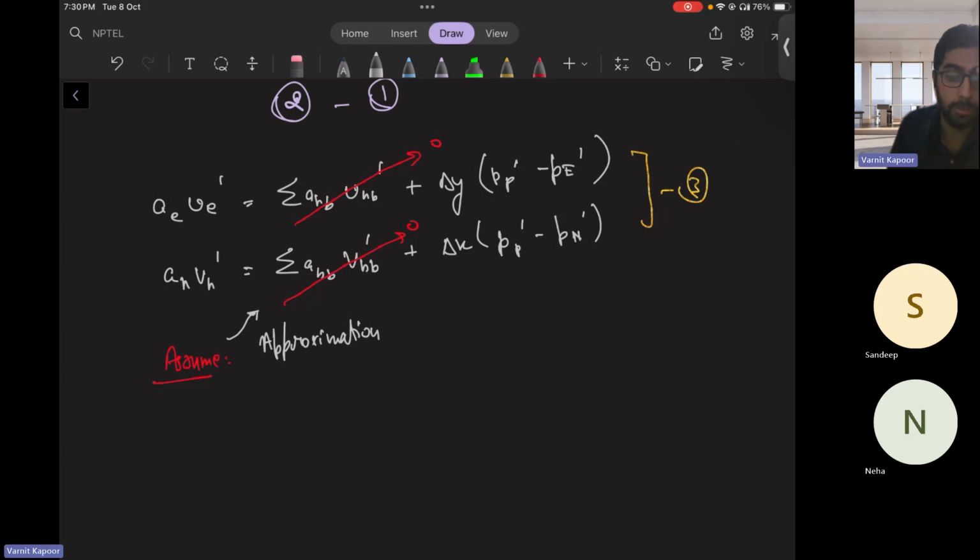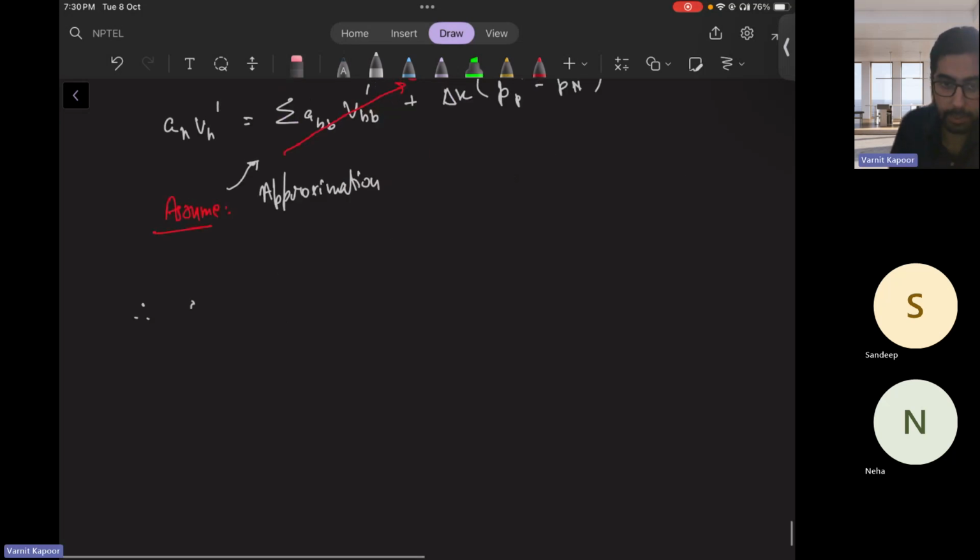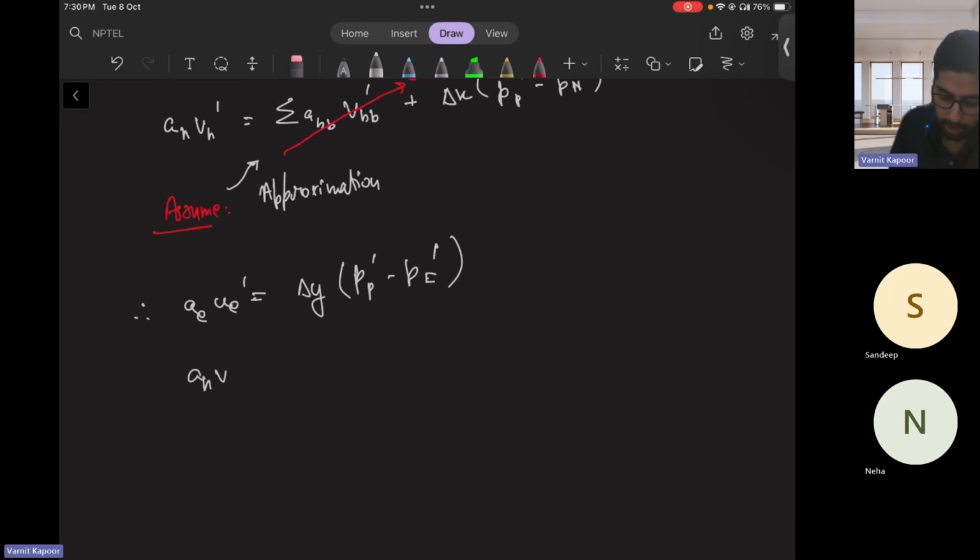Okay. This is your approximation. Therefore, you can say that AE UE dash is equal to only just PE dash minus PE dash, and EN dash is delta X. So this is our approximation.